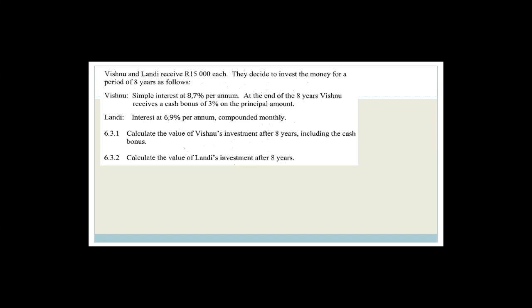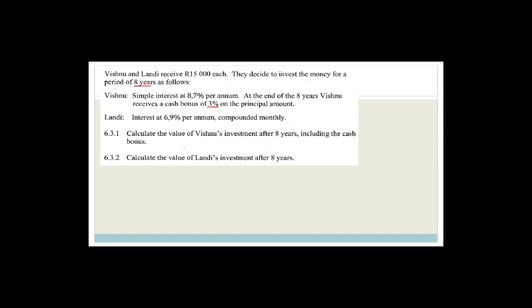Vishnu and Landi receive 15,000 rand each. They decide to invest money for a period of 8 years as follows. Vishnu invested his money at simple interest at 8.7% per annum. At the end of 8 years, Vishnu received a cash bonus of 3% on the principal amount. Landi invested at 6.9% per annum, compounded monthly, but he didn't get a cash bonus. Calculate the value of Vishnu's investment after 8 years, including the cash bonus.